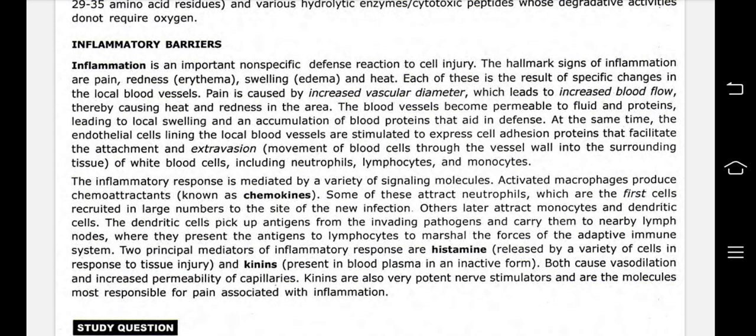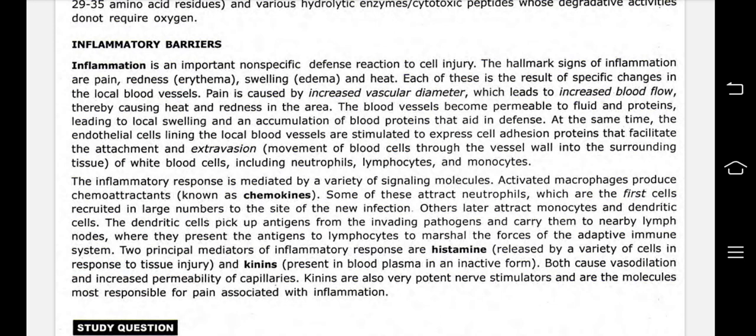The inflammatory response is mediated by a variety of signaling molecules. Activated macrophages produce chemoattractants known as chemokines. Many of these attract neutrophils, which are the first cells recruited in large numbers to the site of the new infection. Others later attract monocytes and dendritic cells. The dendritic cells pick up antigens from the invading pathogens and carry them to nearby lymph nodes where they present the antigens to lymphocytes to marshal the forces of the adaptive immune system.